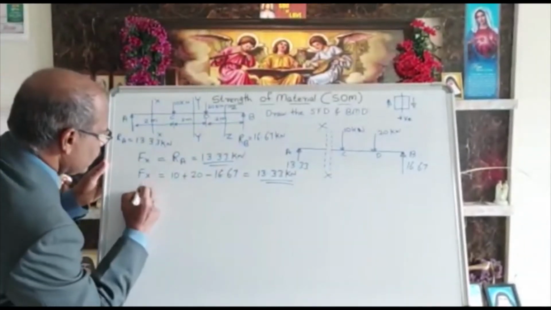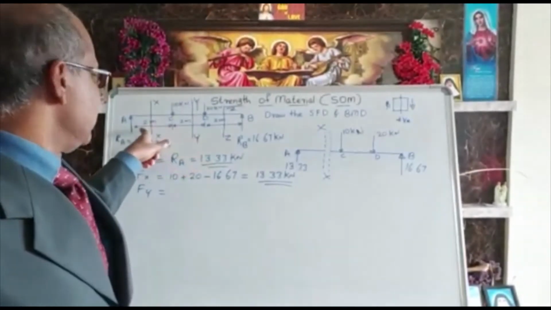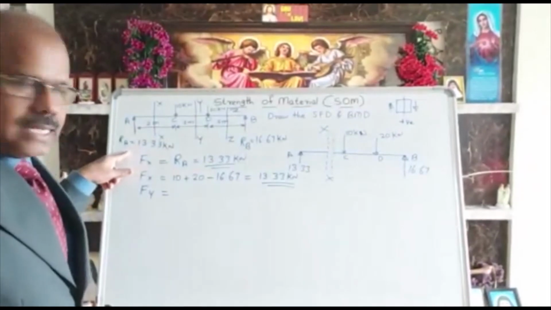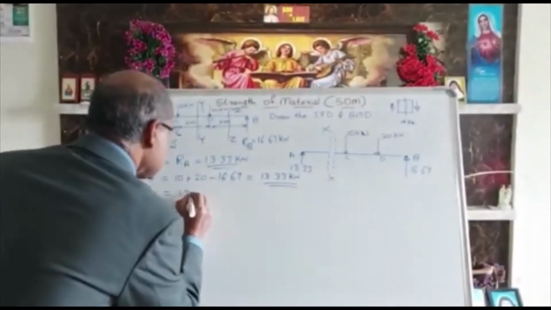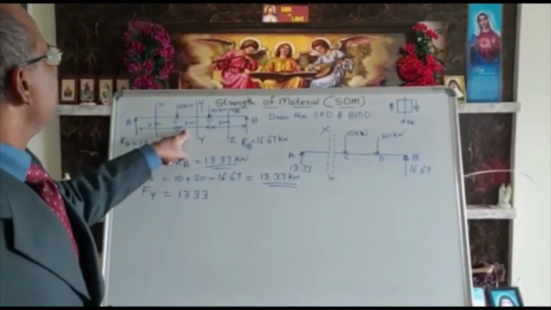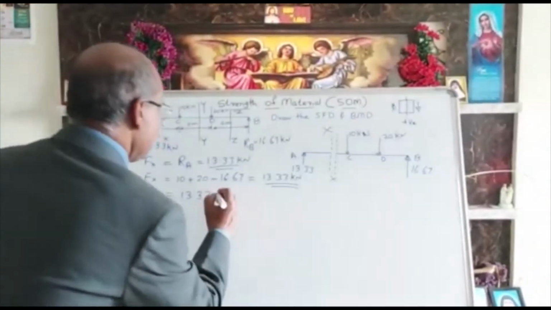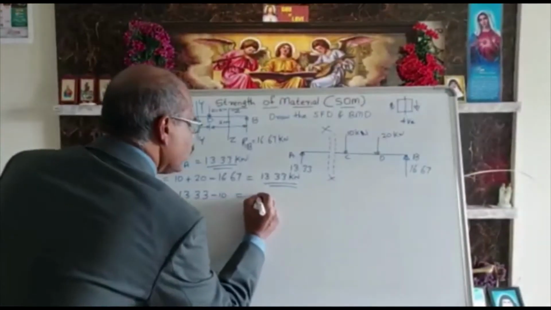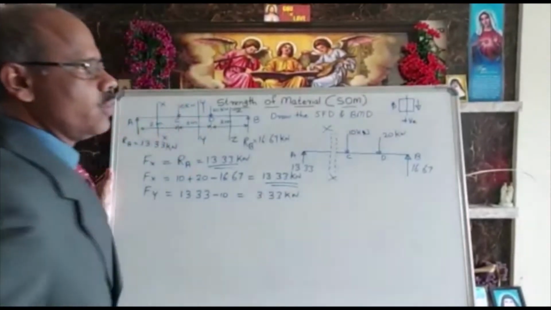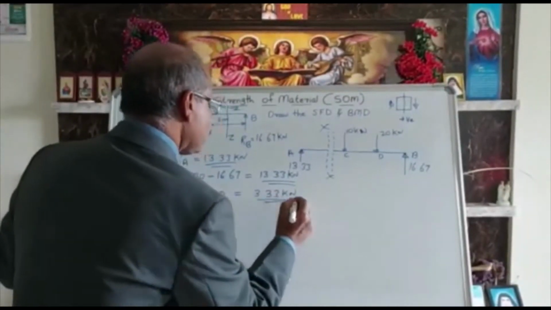Fy. Same way, in Fy you consider on the left side one force, Ra, which is going up, so we will consider it as positive. 13.3 will be positive. There we have another force at C, that is minus 10. So we are going to get 3.33 kilonewton as Fy.